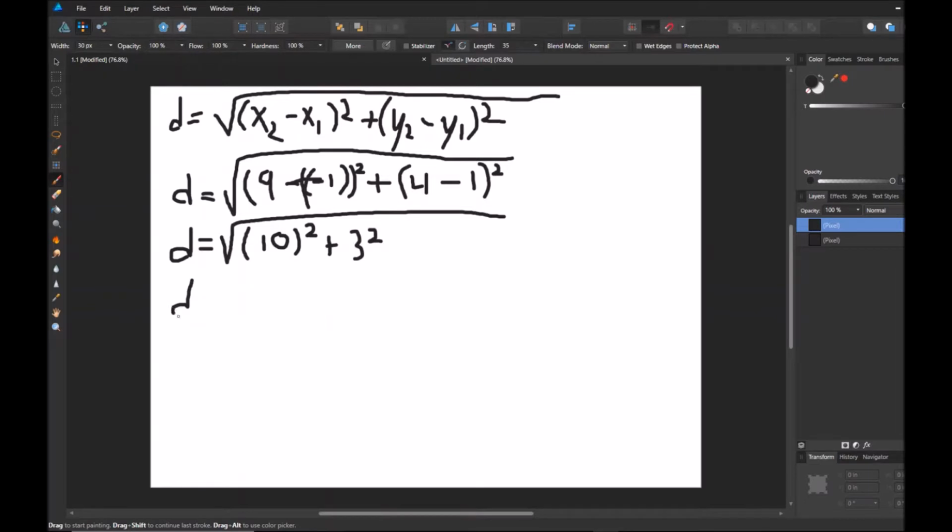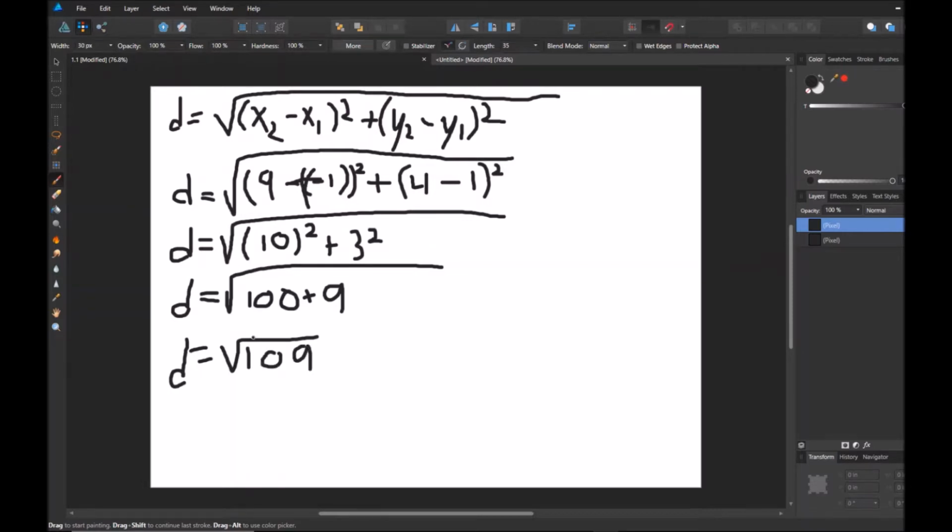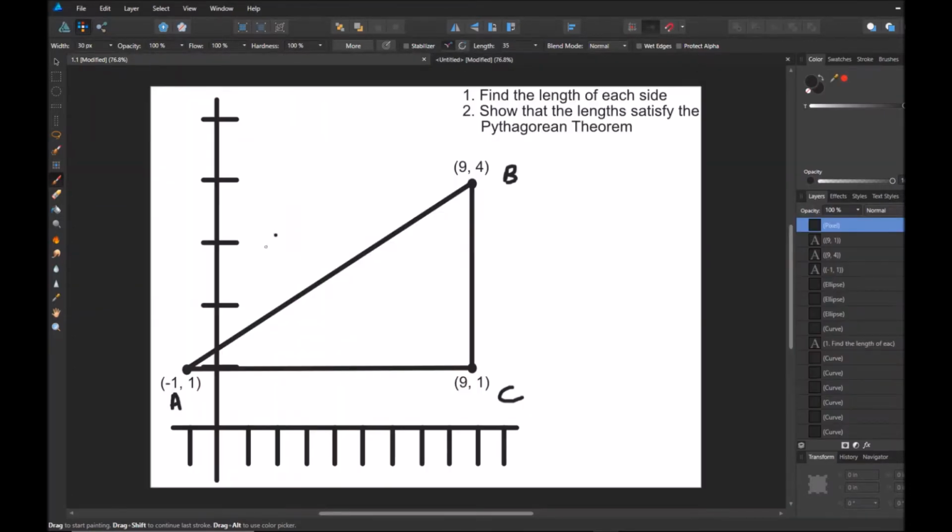And then 10 squared is 100, plus 3 squared, which is 9. So this would be the square root of 109. This doesn't go into any number evenly, so I would just leave it in square root form and say that this side length here is the square root of 109 units. Now we have to find the length between point B and point C.